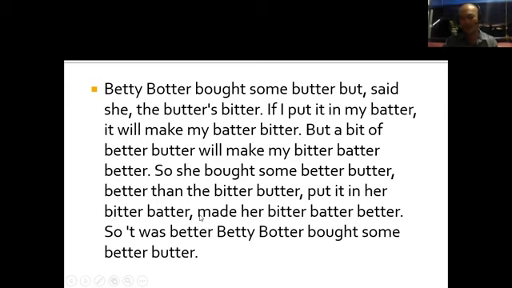So this is a tongue twister actually. So you read it slowly but accurately. Then don't compromise accuracy with speed. Okay, always prioritize accuracy. So read it slowly. Betty Botter bought some butter, but said she, the butter's bitter. You can start that way.